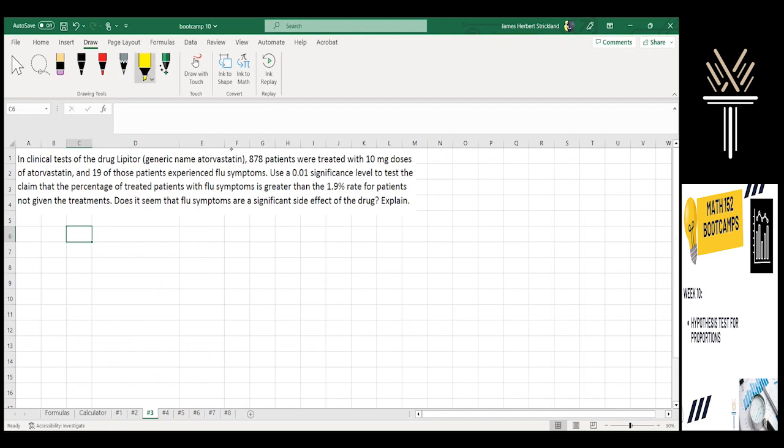Reading through bottom to top, we're going to test the claim: the percentage of treated patients with flu symptoms is greater than 1.9%. So let's identify our claim. Our claim is the proportion is greater than 1.9%.